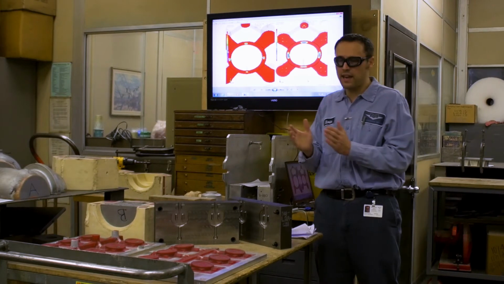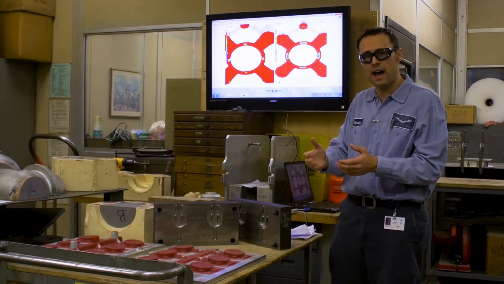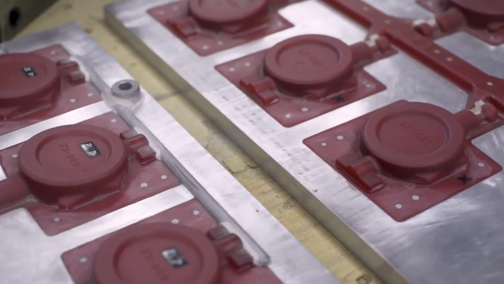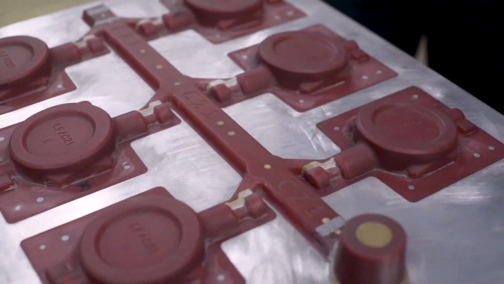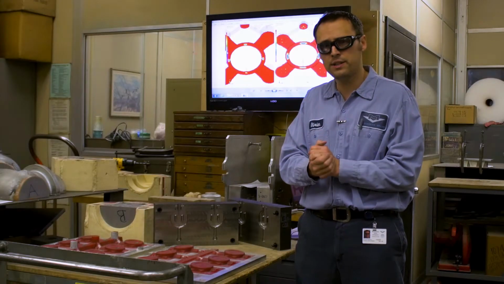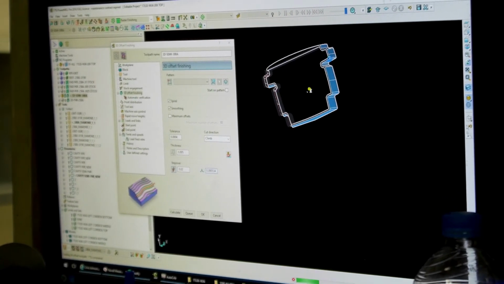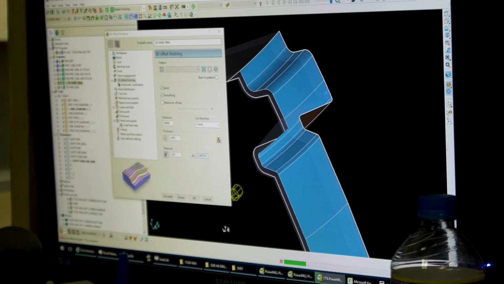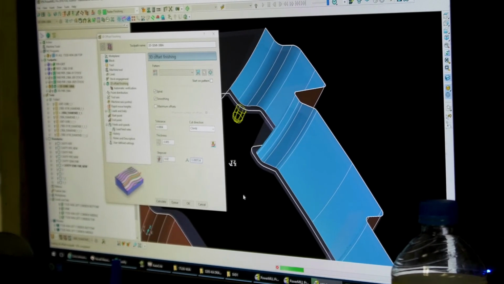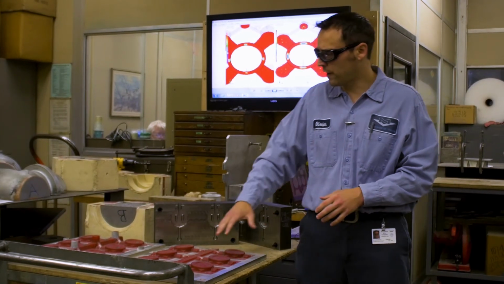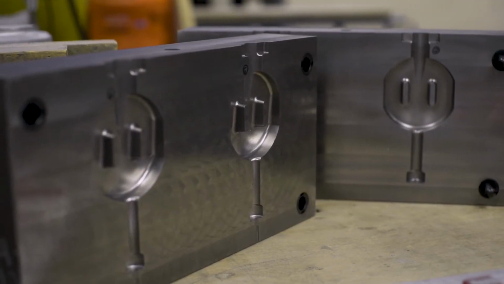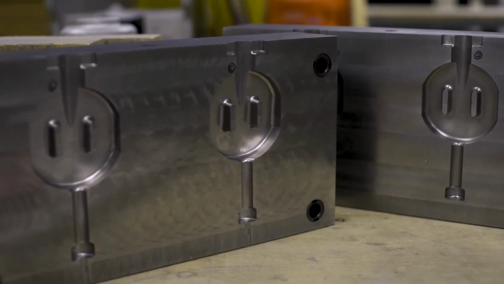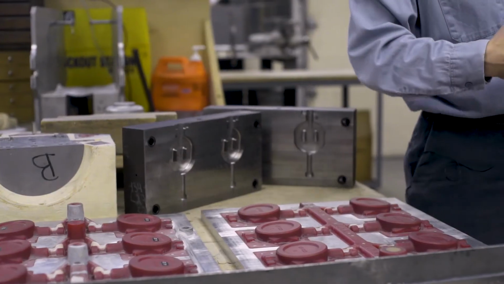Once we have the gating and the plate layout designed, we finish our pattern models and we send them to the CNC department, and there the CNCs are programmed. Then we cut everything on the CNCs, and then we do the final assembly on the bench. Same thing for our core boxes. That's a cast iron core box, but we also make them in aluminum or plastic.